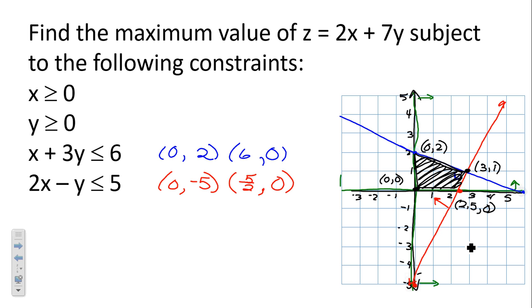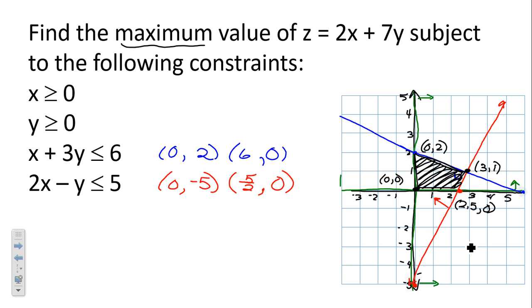So that's what we did yesterday. Now today, what do you think we're going to do if we want to find the maximum value of z equals 2x plus 7y? Absolutely. We're going to plug the x's and the y's that we have from our ordered pairs into this equation and figure out which one gives us a maximum.